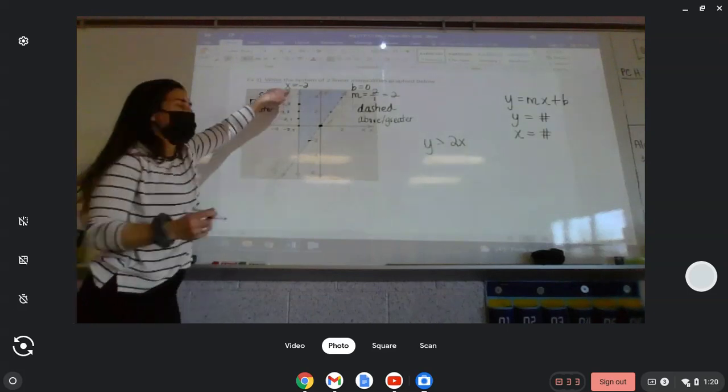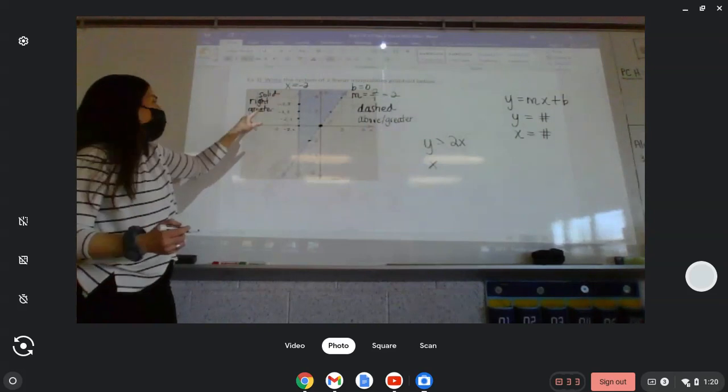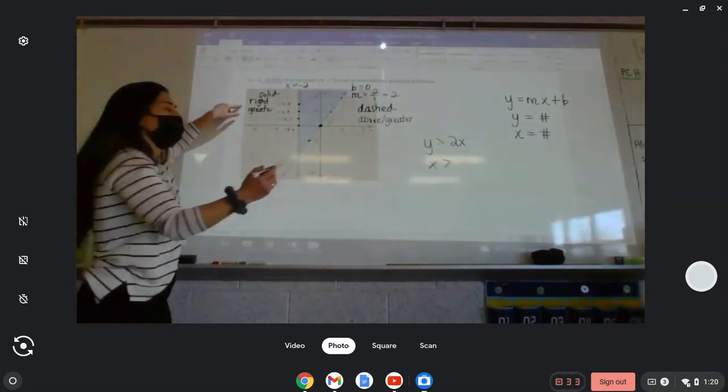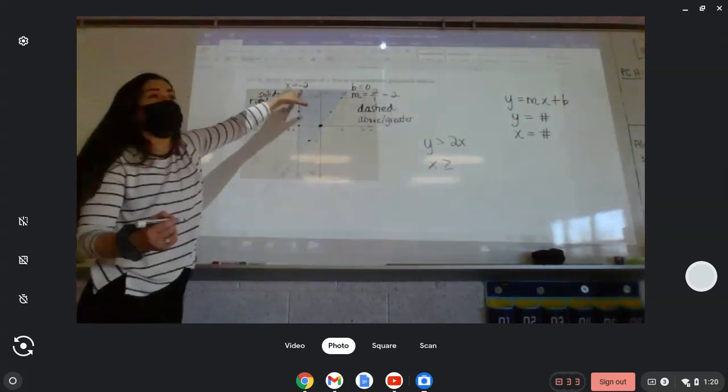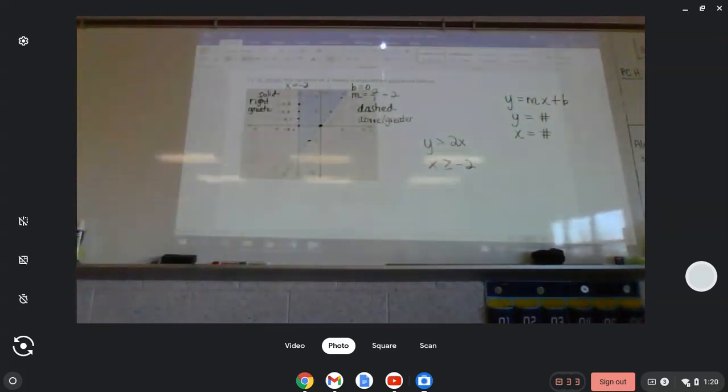All right, so take x. We said they went to the right, so take the equal sign out and put a greater than symbol in. It's solid, so put an equal to. And then what number is it going to be greater than or equal to? -2. And you're done. All right, I want you guys to try the last example.